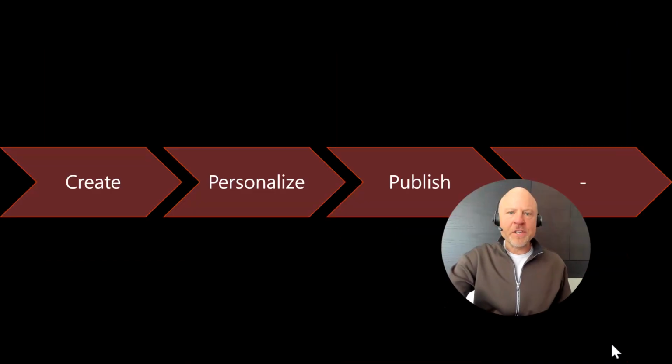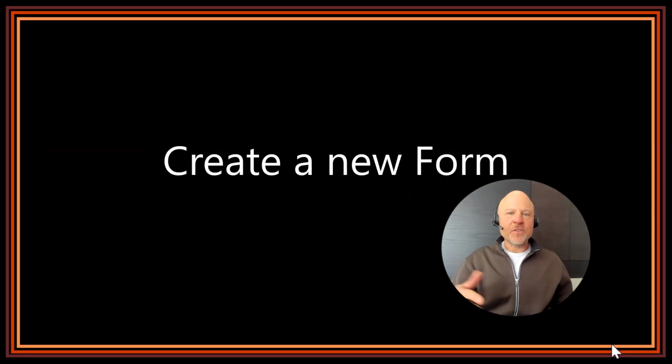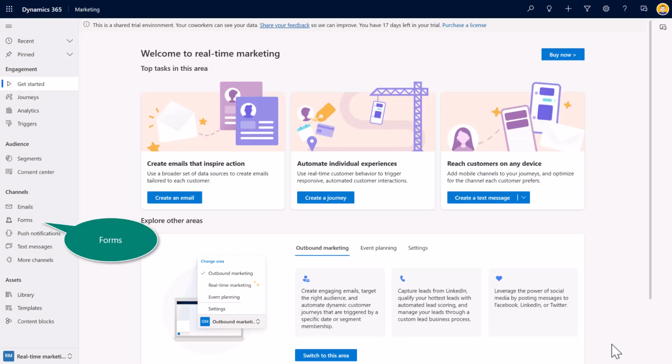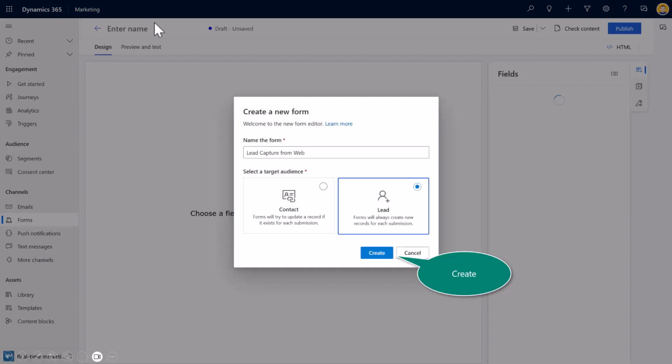So what we're going to do in this video, we're going to create a form, we'll personalize the form, and then publish it for use. So to begin, let's go ahead and create the new form. On the left-hand side, under Channels, in between email and push notifications are forms. You'll select New, and then you'll be prompted for a choice, and that is based on your target audience.